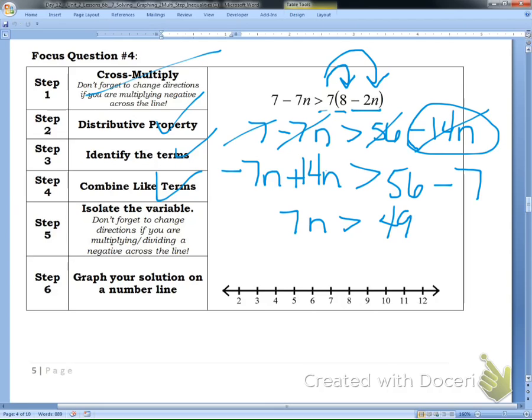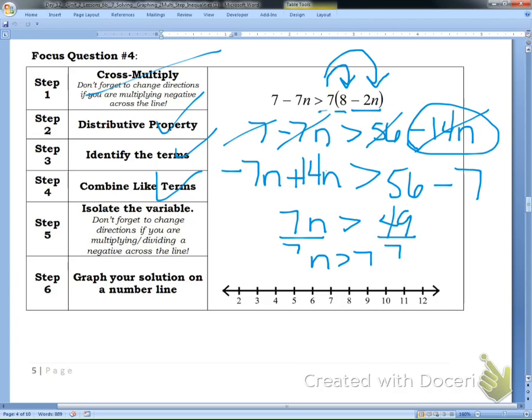Now I'm ready to isolate my variable. I have a 7 that's beside the variable, so I have to divide to get it to isolate. I'm dividing by a positive number, so my inequality stays the same direction. And 49 divided by 7 is just 7.